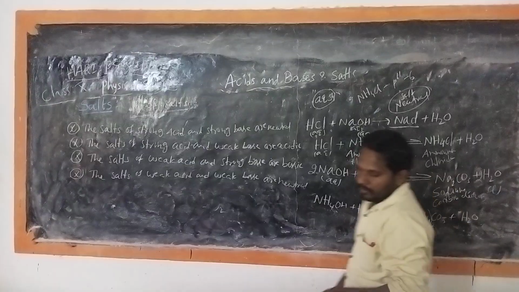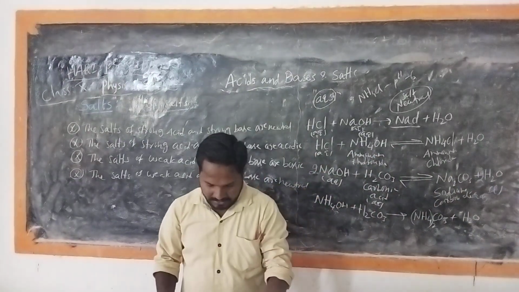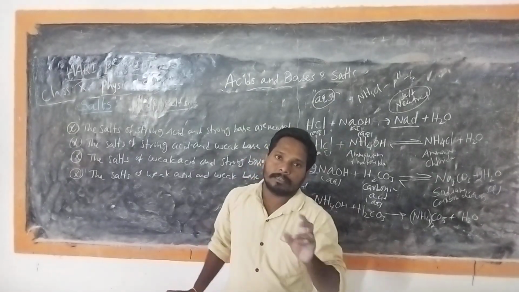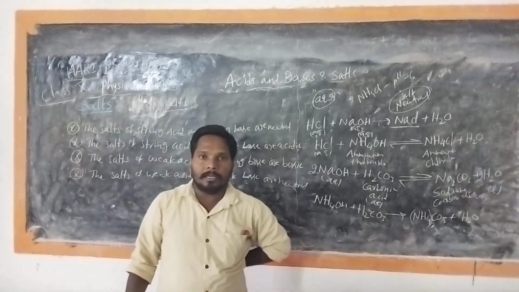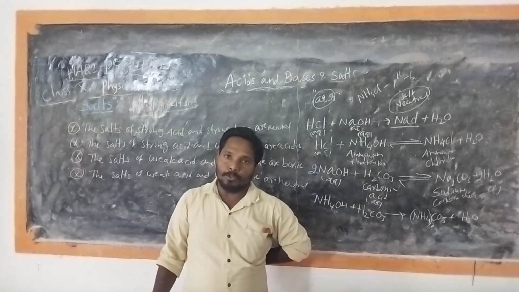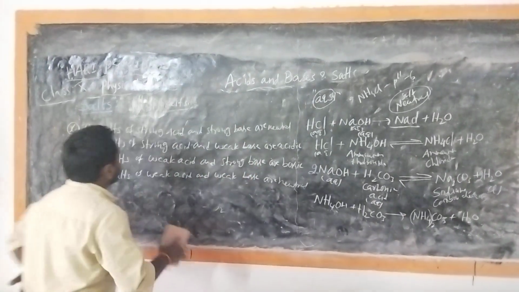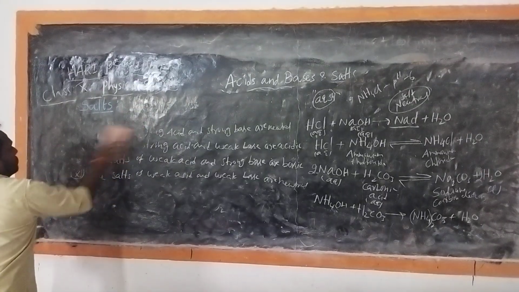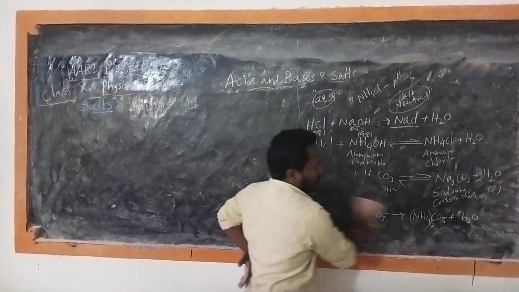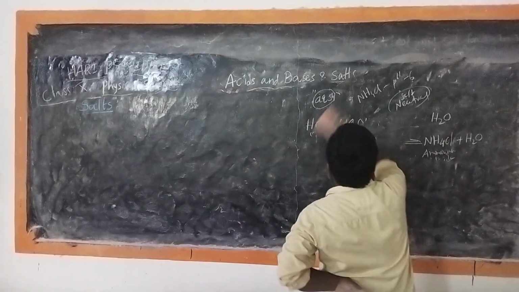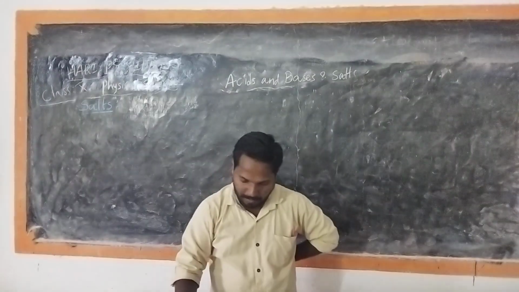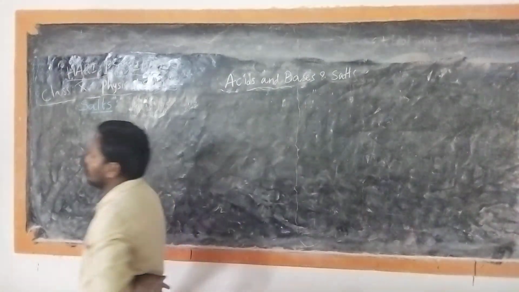Right, next let us discuss some familiar chemical salts, their properties and their uses, one by one. The first one is common salt, sodium chloride.